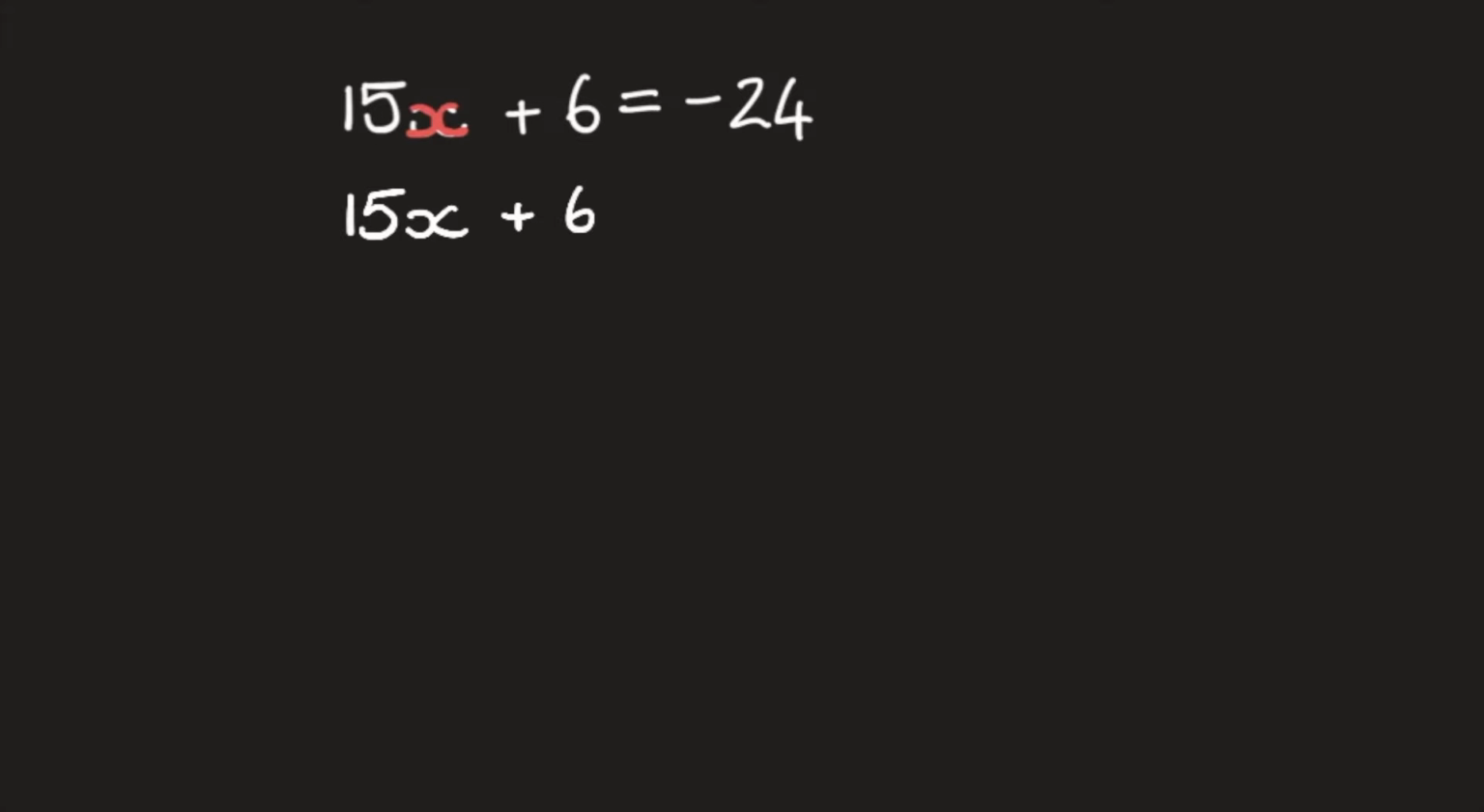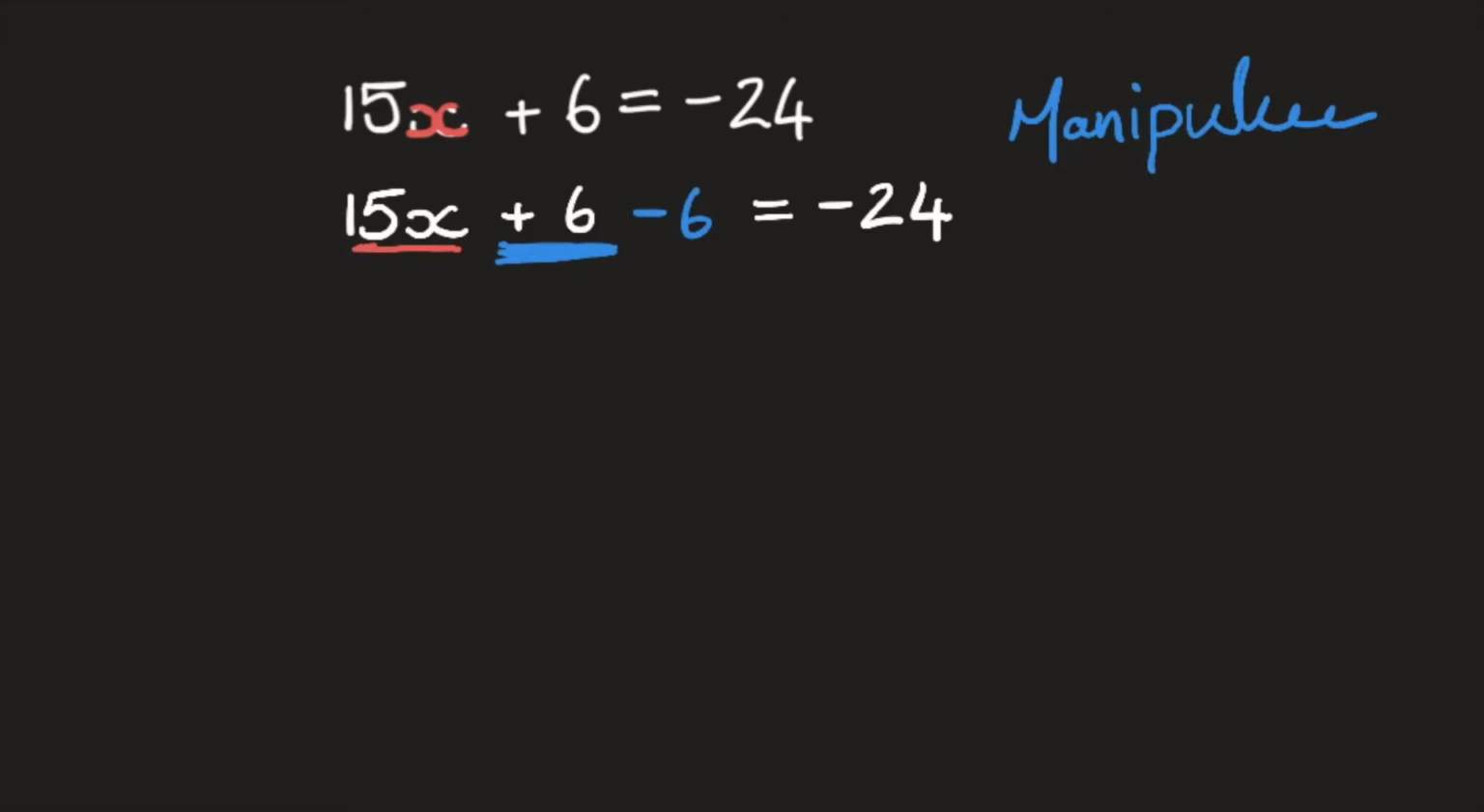Firstly, we know that we need to figure out what the value of 15x is, because then it helps us. And the way we would do that is by removing the +6. Now we can do that because we are mathematicians, and we can manipulate the equation to suit our needs. If we want to get rid of the 6, it's adding, so that means if we subtract it, we're going to get an answer of 0.